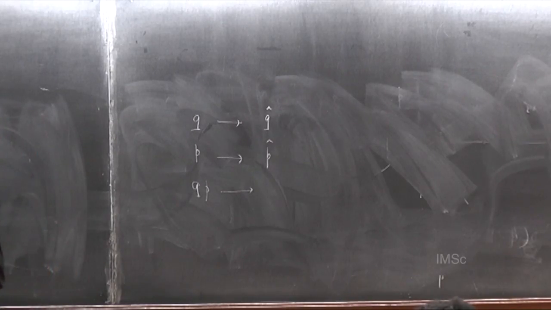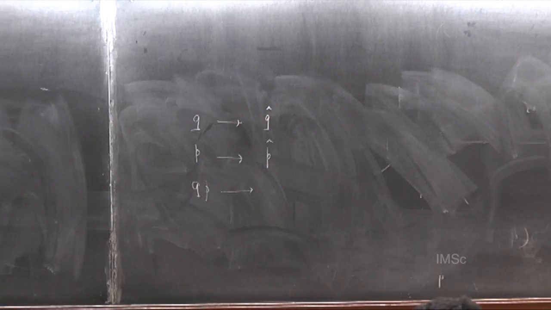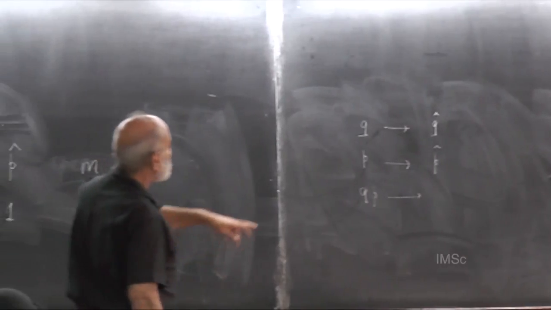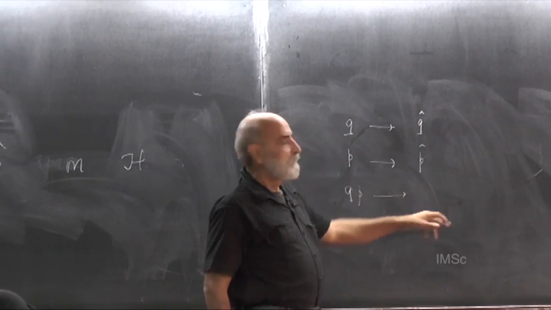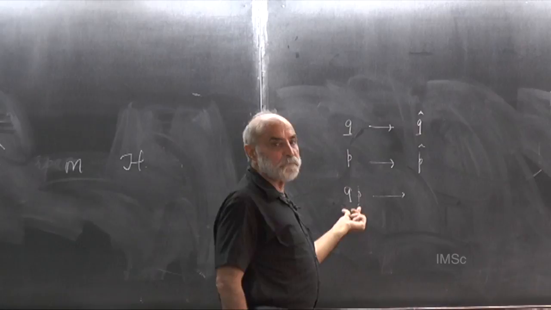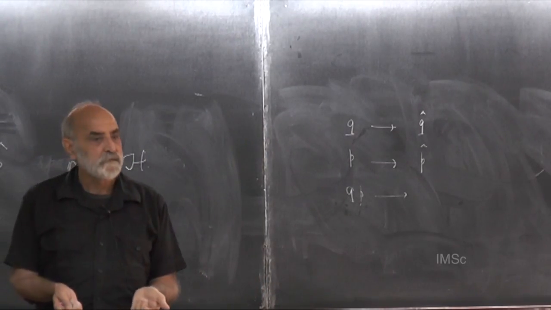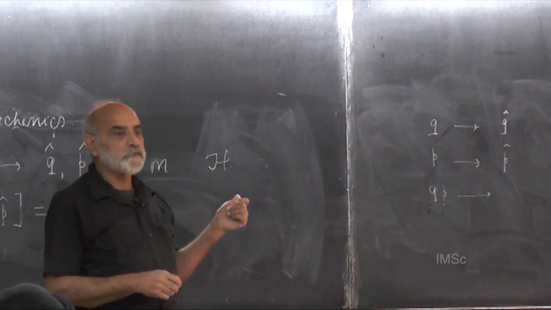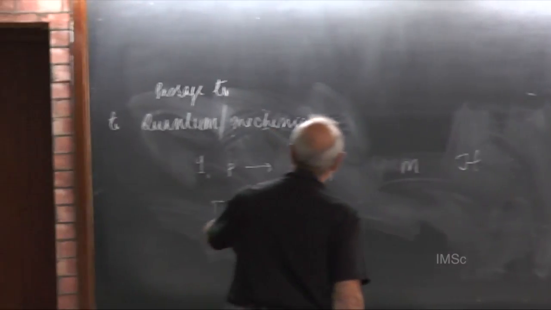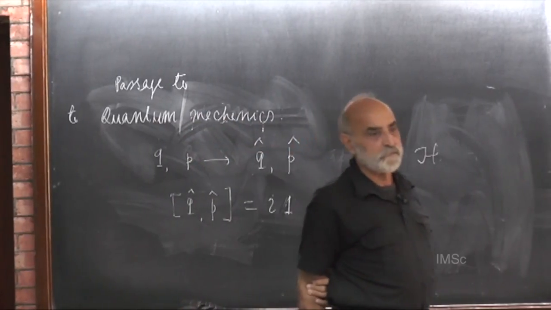Clearly, this has to be specified by a prescription. You have to say how you pass from classical phase space variables to corresponding operators. Because Q and P at the classical level are commutative numbers, you can write QP the same as PQ, but not so at the quantum level, because Q hat and P hat, the corresponding operators, do not commute.